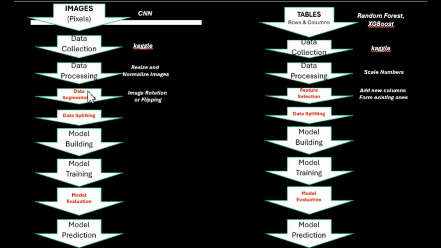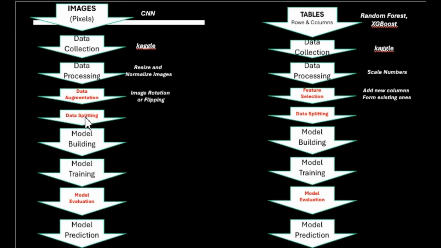The next thing for images is data augmentation, while the next thing for tables or tabular data is feature selection. So now, here's where things differ. For images, we use data augmentation like rotating, flipping, or zooming the images to create more samples and reduce overfitting. While for tables or tabular data, we apply feature engineering, which involves creating new columns, transforming the data, and also selecting the most relevant features.